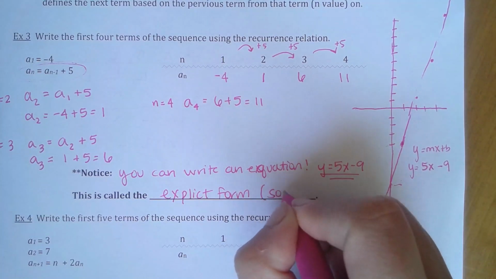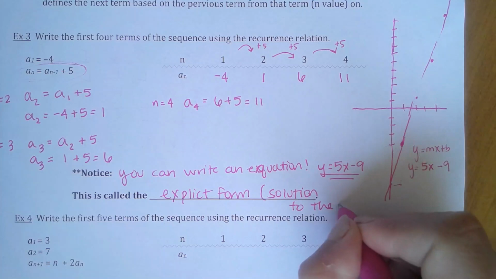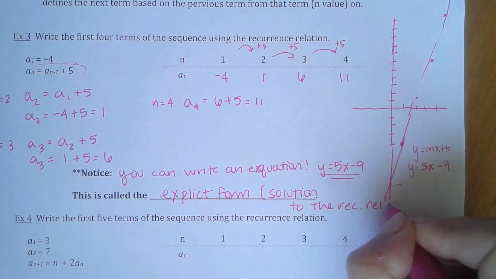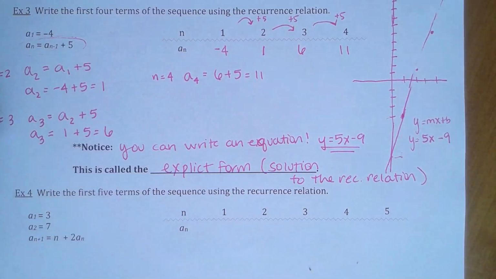Or solution. Solution to the recurrence relationship or the explicit form. Both of those mean the same thing. It means that I have a function here that I can use explicitly to come up with my next value.